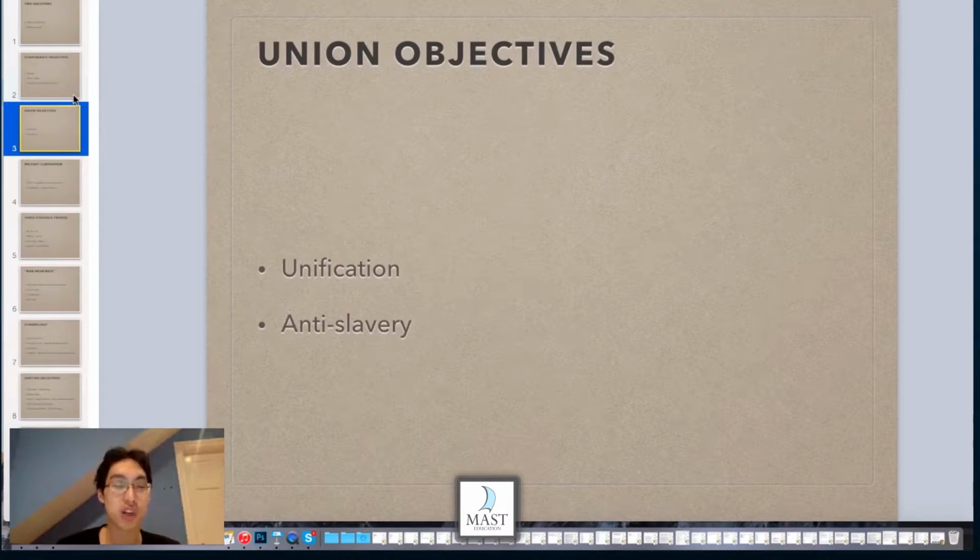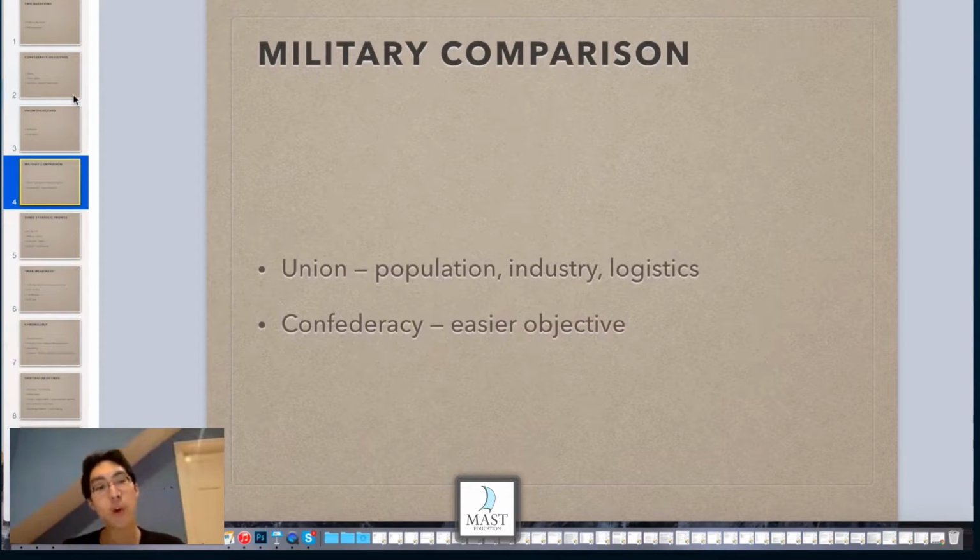Some Northerners were just concerned about unification and were willing to keep slavery in its current form as long as the South remained part of the Union. So there's a little bit more division in terms of the Union objectives, but in terms of the first priority, unification, they were all unified. In terms of slavery, not so much. So war is inevitable at this point.